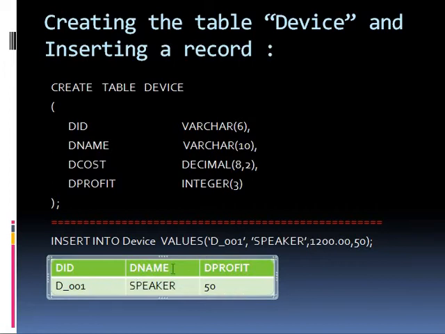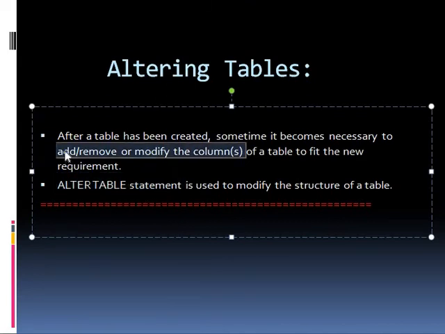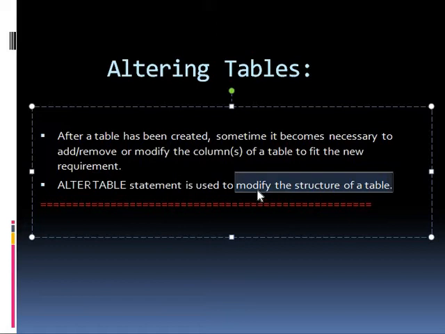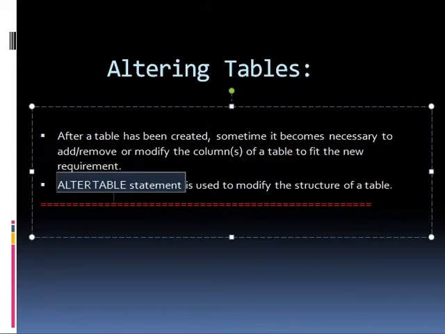So what are we actually trying to do with these changes? With the help of this alter table statement, I was trying to add a new column into the table. I was also trying to remove a particular column from a table, as well as modify the column name. In short, we are trying to modify the structure of the table named device. Now in the next slide, I will be discussing this alter table statement in detail.